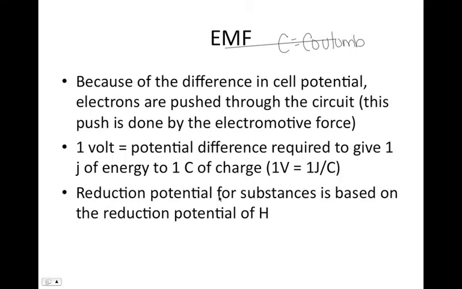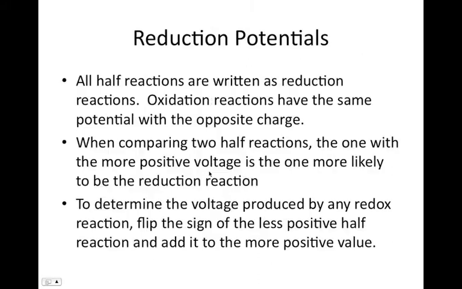And all the reduction potentials on that list that you get for the AP exam are based on the reduction potential of hydrogen. Hydrogen was just arbitrarily assigned a reduction potential of 0, and everybody else's reduction potentials were based on how they behaved with hydrogen. Chemistry does this a lot. They did it back with fluorine and electronegativity. They just gave fluorine an electronegativity value of 4 and assigned everybody else an electronegativity value based on how they interacted with fluorine. So this is a common thing to do.